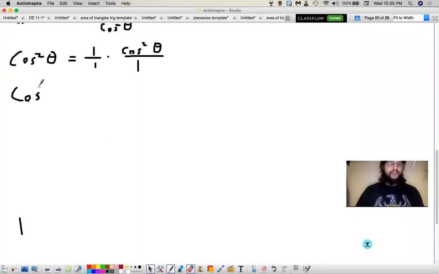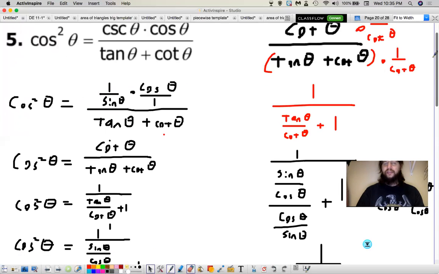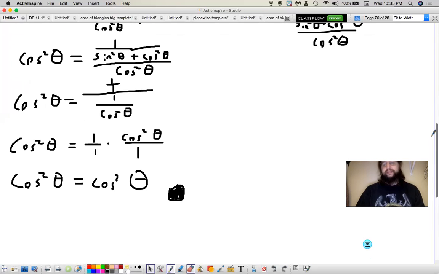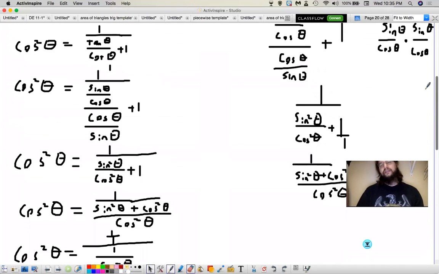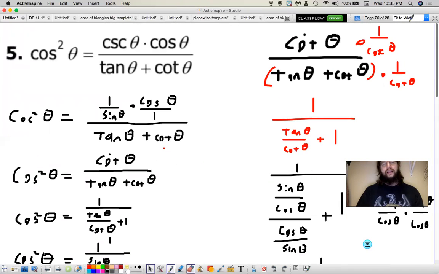Now we have cosine squared theta equals cosine squared theta. Good thing to learn from this is there's tons of ways to do this that are not wrong. Some are easier than others. Some involve different tricks than others. Just do it however you see it. But yeah, I would definitely suggest going this route.